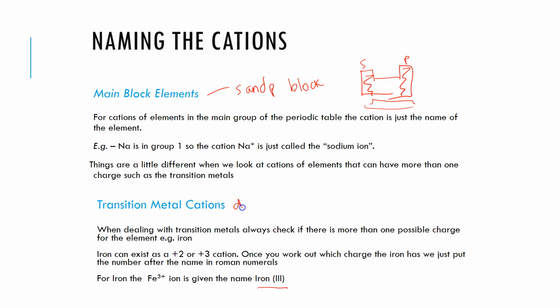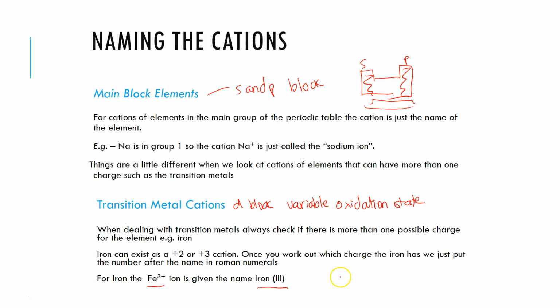So in our D block, because they have variable charge states or variable oxidation states, we need to specify which one we're talking about when we name them. Iron can be a +2 or a +3. So if we have iron 3+, we give it iron 3.